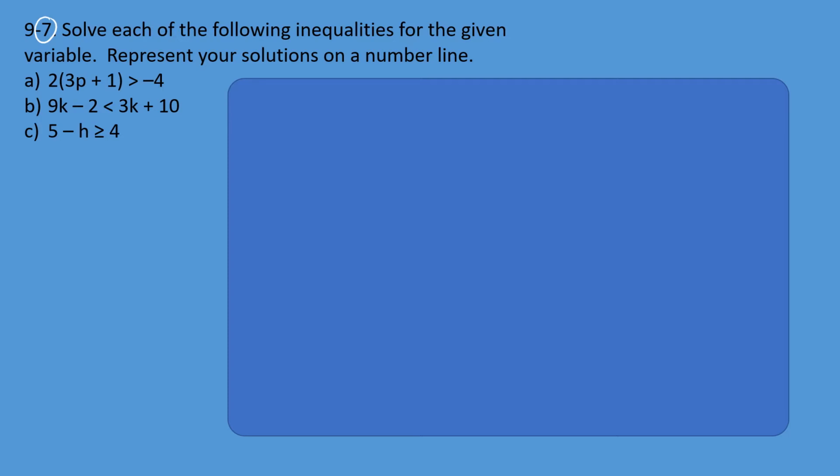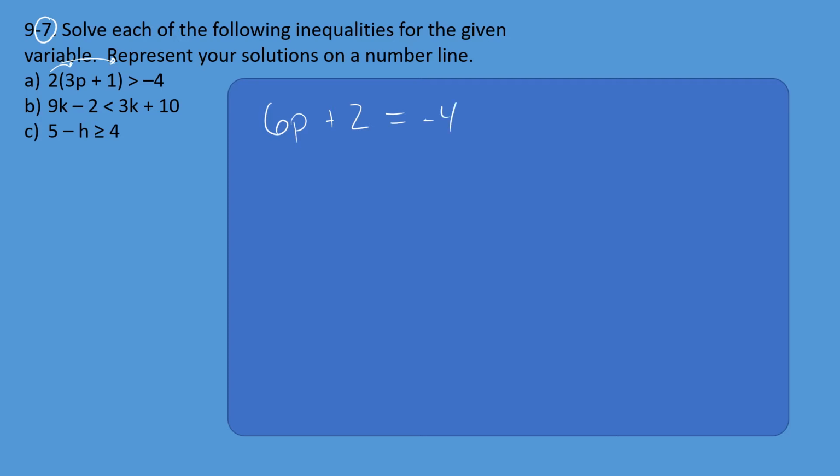So I'm going to start by doing A, and if you look at it, let's go ahead and distribute this 2 to both the 3p and to the 1. So I'm going to go ahead and write down 6 times p plus 2. And instead of writing the inequality, I'm going to write equals, because our strategy is to figure out where the boundary location is. Where's the spot that divides those points that work from those points that do not work? So I'm going to write 6p plus 2 is equal to -4.